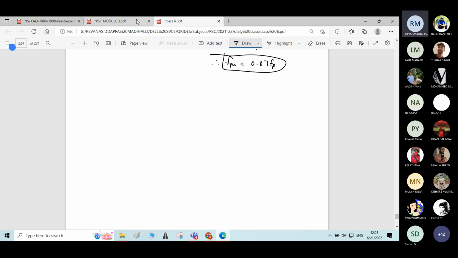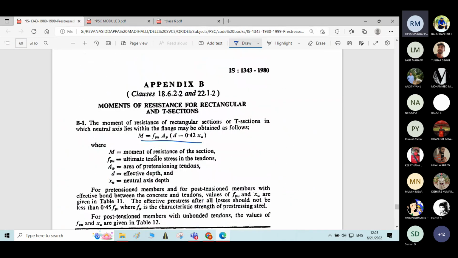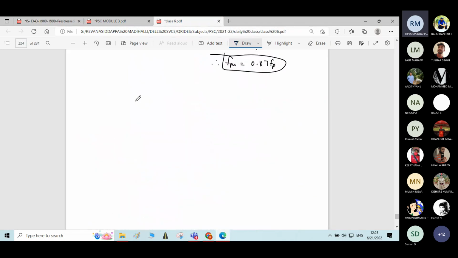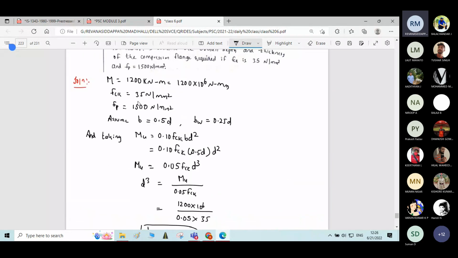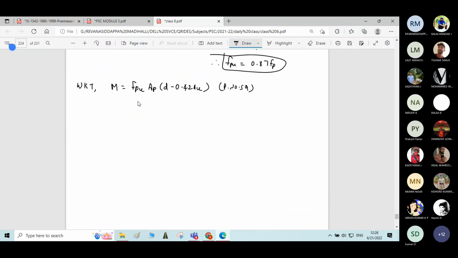Okay. Now utilize the moment formula. You can get the area of prestressing steel now. We know that M is equal to FPU into AP into (D minus 0.42 XU). Page number 59. Therefore, moment acting on the beam is given as 1200 into 10 power 6. So 1200 into 10 power 6 is equal to FPU, which is 0.87 FP, into AP into (effective depth, we got it as 1000 mm, minus 0.42 into depth of neutral axis.